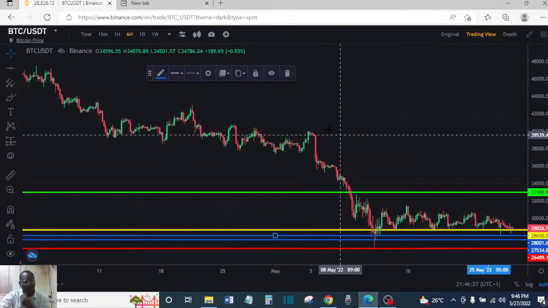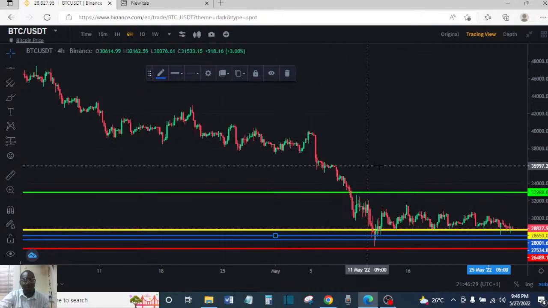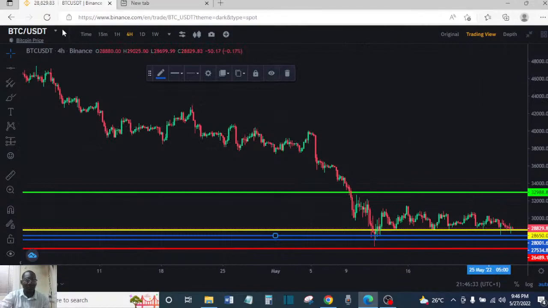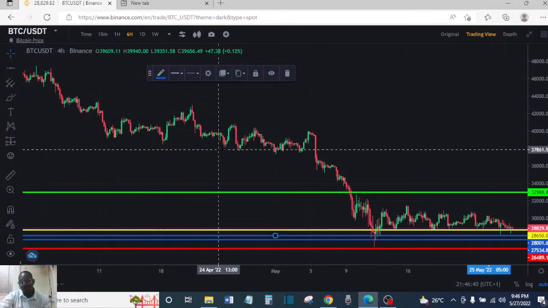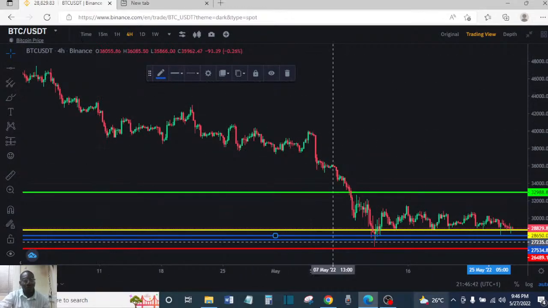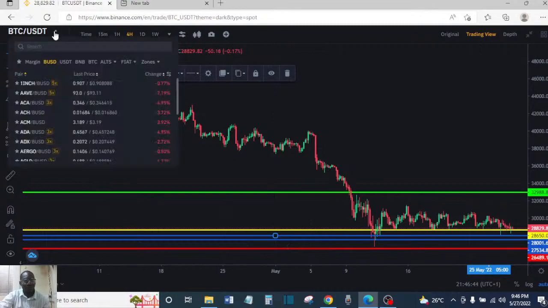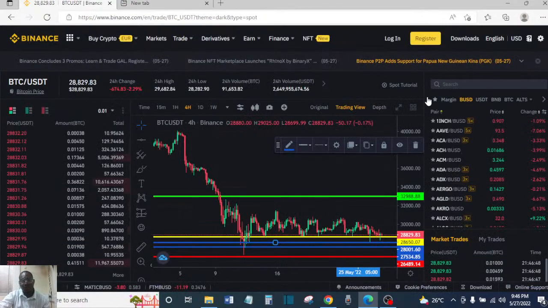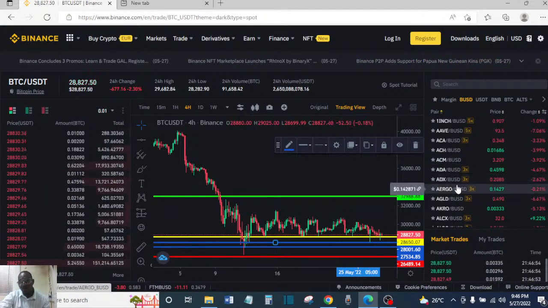So next time I will be treating some other currencies like the Binance coin, Euro USD and GBP USD. I'll be taking you through all those points, all their price action, and where next we expect price to move to.